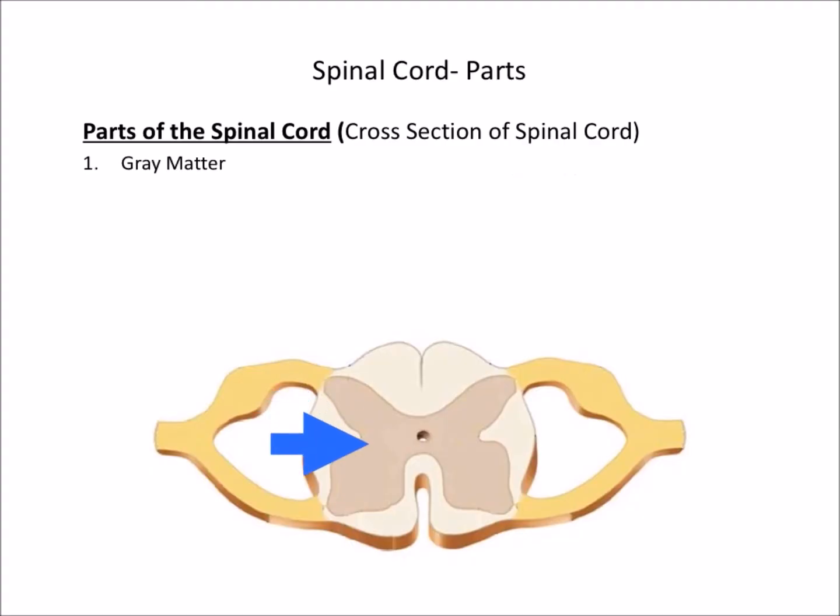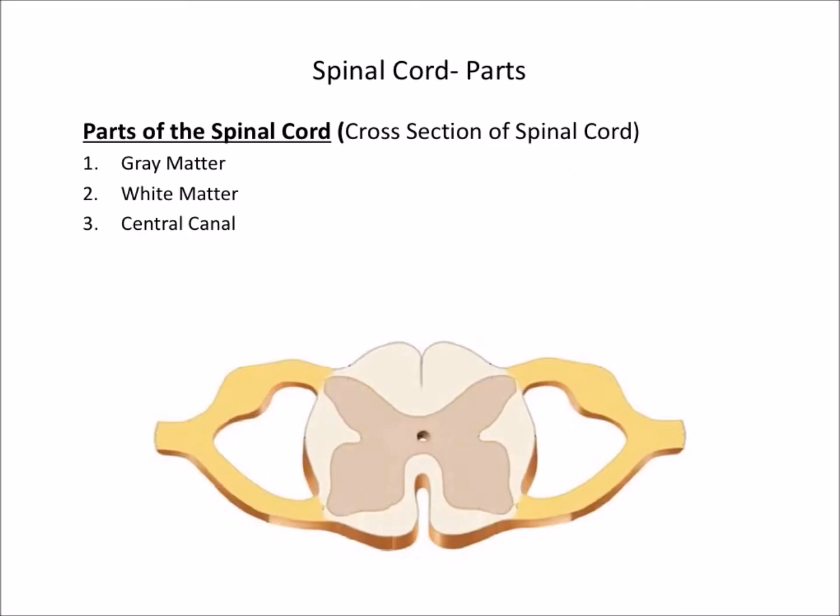Remember, gray matter is nothing more than cell bodies and dendrites. The second part is white matter. Remember, white matter consists of myelinated axons. The third part is the central canal. The central canal is where cerebral spinal fluid passes through.